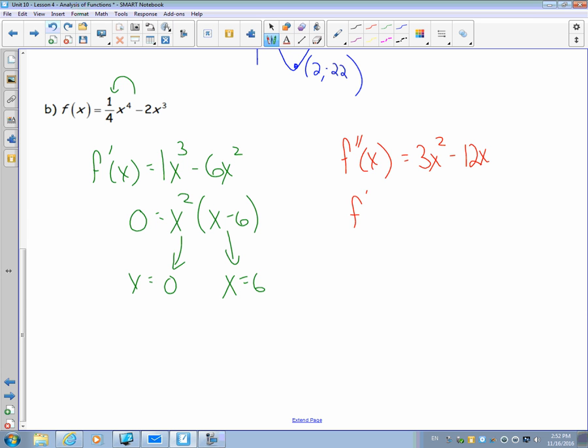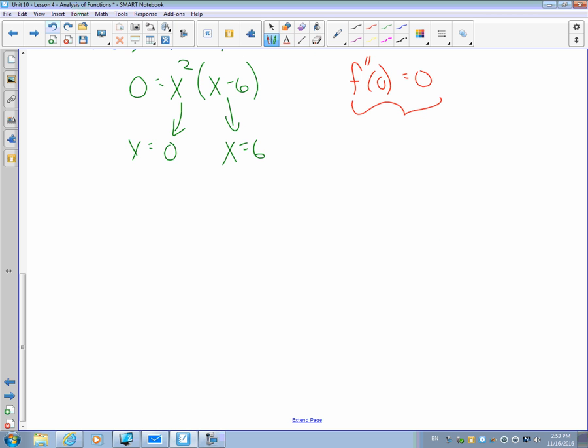Let's figure out what happens at 0. That's a nice one. 0. Oh no, we got 0. What does that tell me? This test just failed. I don't have a choice. I have to use an interval table. There's something weird going on here. Okay, so we call this a failed test.